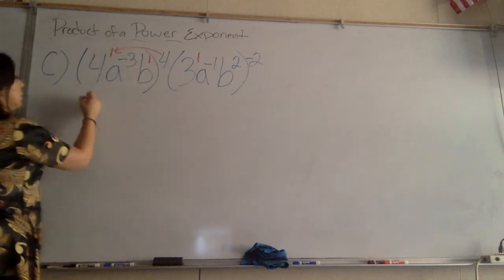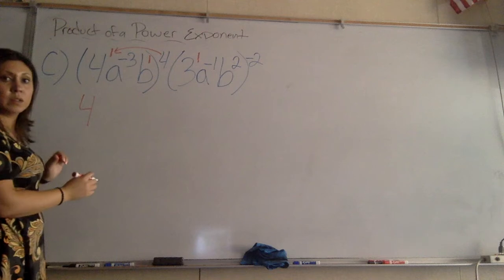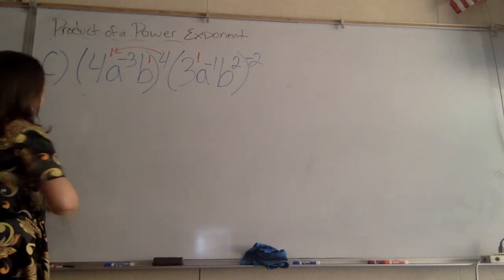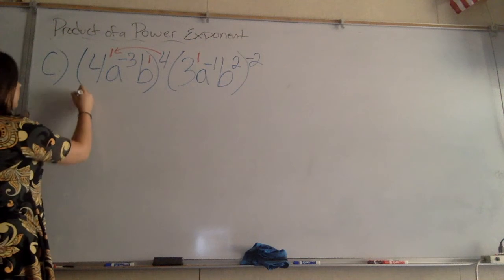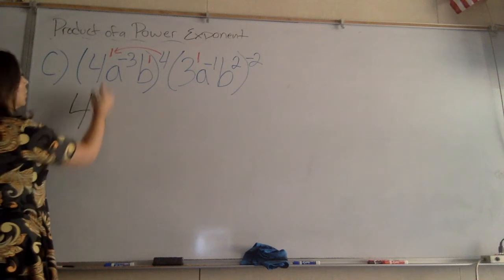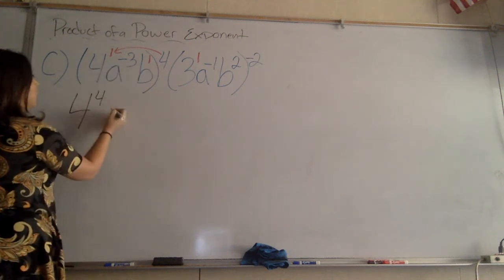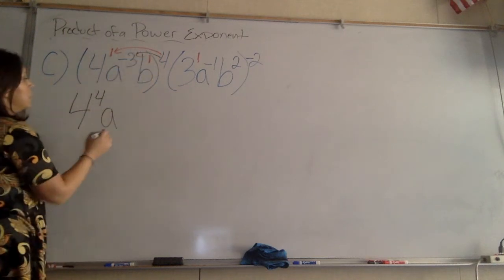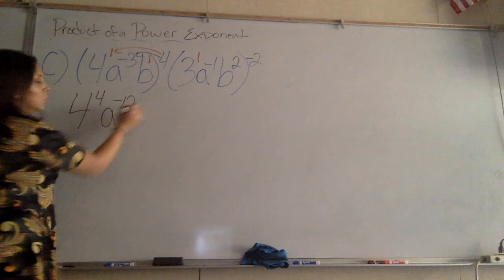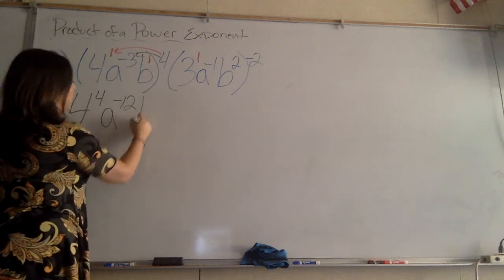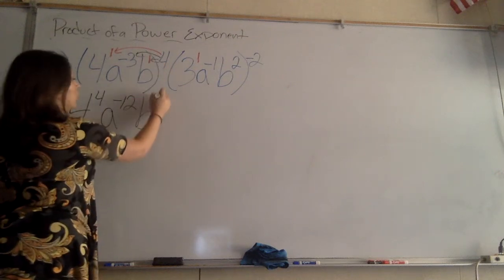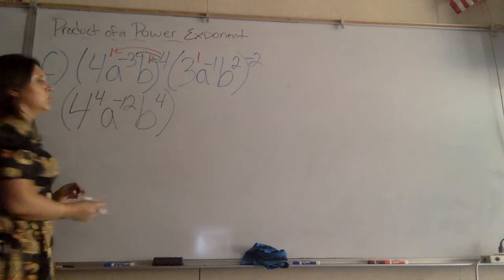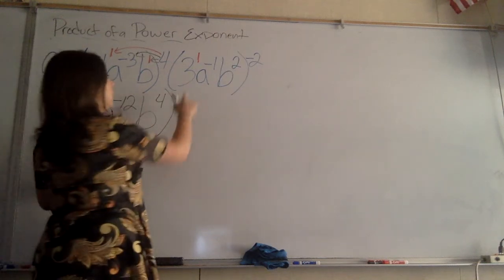4 times 1 gives me 4. Can you see that? Let's do that in a different color. 4. 1 times 4 gives me a 4. A: 4 times a negative 3 gives me a negative 12. And B: 1 times 4 gives me a 4. Put parentheses around that to show that we're done, and move on to the next one.